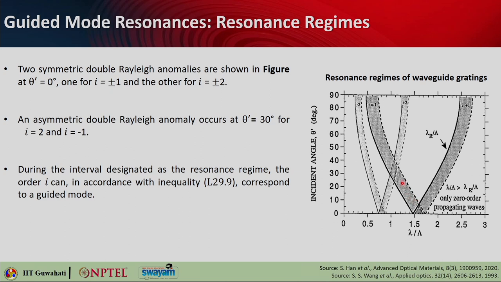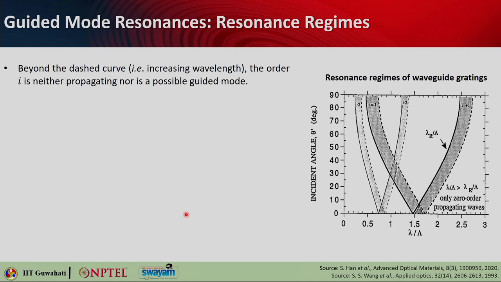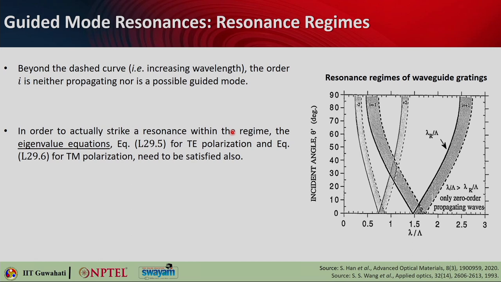Now, during the interval designated as this resonance regime, the order i can actually correspond to the guided mode. So you can say this is the first order, second order, and so on. And this is the equation that you have already seen. So this theta is the incident angle, and this limit tells you which modes, including the order of the mode, can be allowed to propagate. Now, if you look at the dashed curve, with increasing wavelength, beyond the dashed curve the order i is neither propagating nor guided.